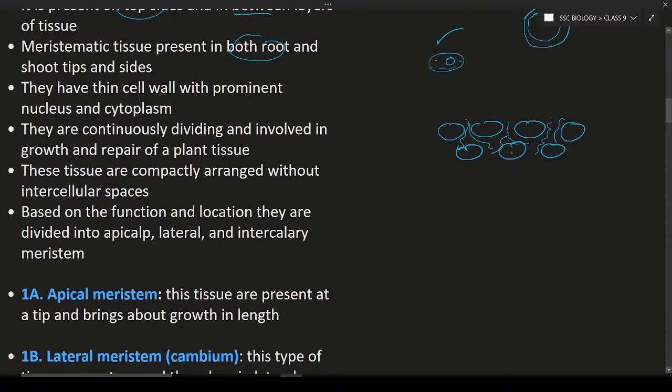So shoot tip, it is not shoot tip. Yes, actually this meristematic tissue is present in shoot tips, lateral sides, etc. Okay, you are correct. So Ram Dular, you are correct. But what we are discussing is intercellular spaces.